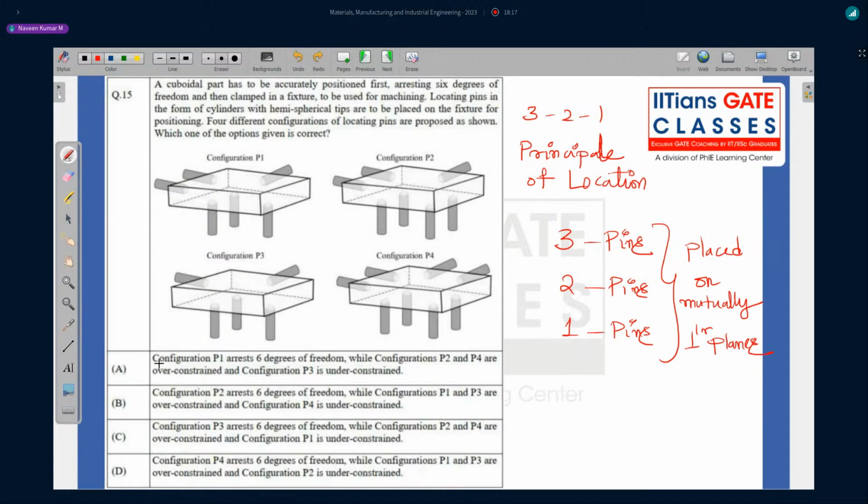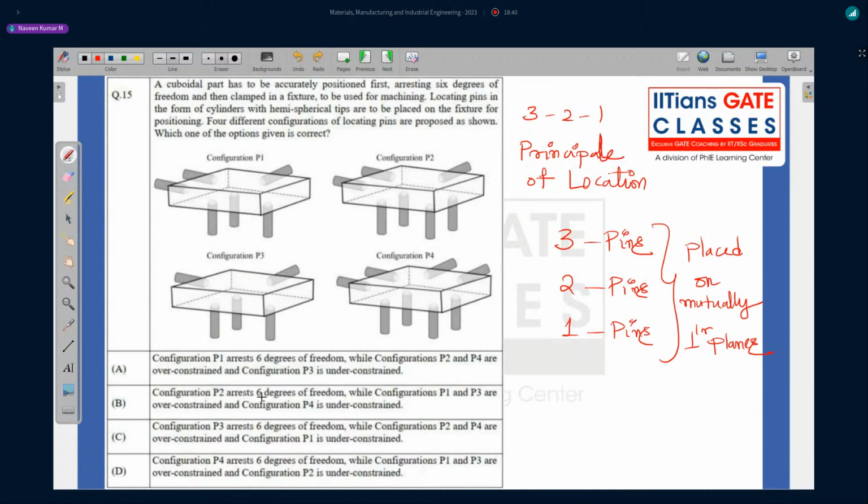What are they asking? Configuration P1 arrests 6 degrees of freedom, while configuration P2 and P4 are over constrained, and configuration P3 is under constraint. So what they are saying is, which configuration is over constrained, which configuration is arresting 6 degrees of freedom, and which configuration is under constraint.